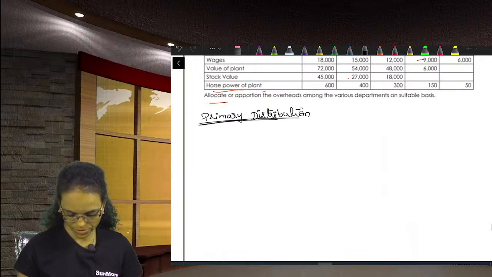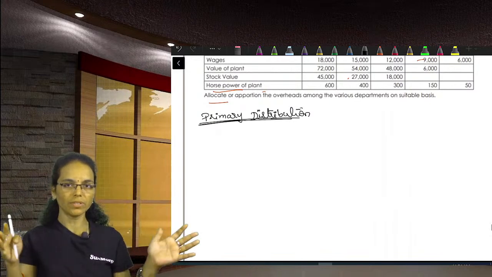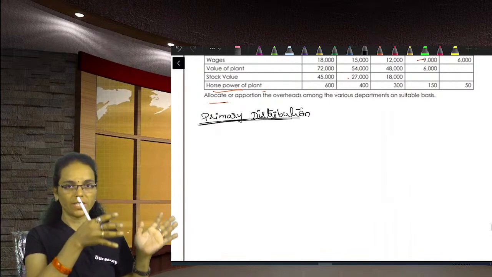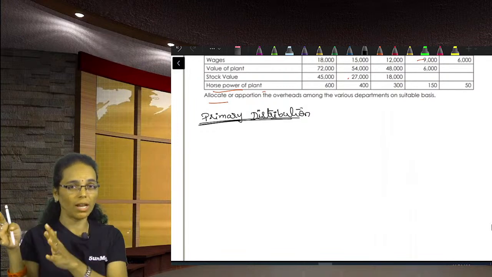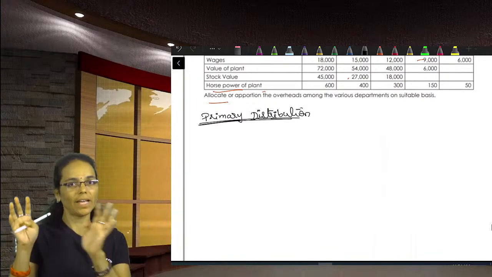Here, we have departments. First, we say this is the primary distribution. How will the primary distribution be done?